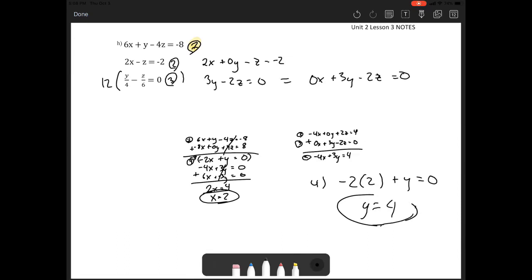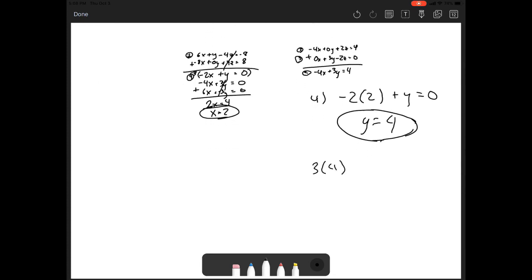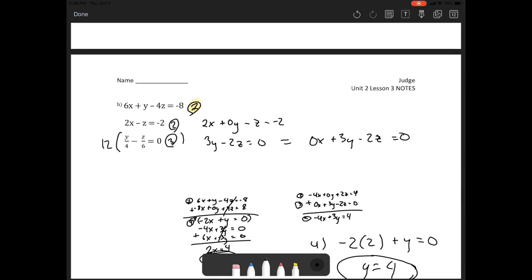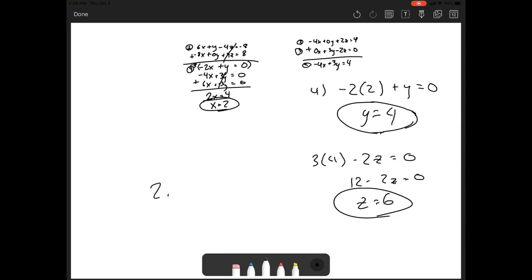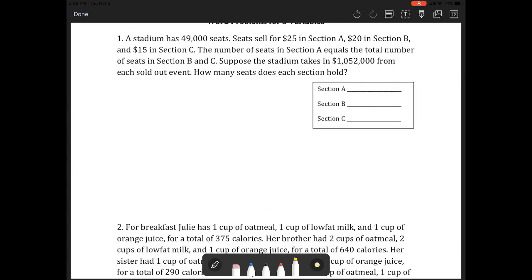And then I'm going to have my next one, which is my last one: 3 times 4 plus minus 2z equals 0. 12 minus 2z equals 0, and then z will equal 6. So this equation will end up being 2, 4, 6. Nice and easy. Okay, for the word problems, I'm going to help you set them up, but I'm not going to give you how to solve them.